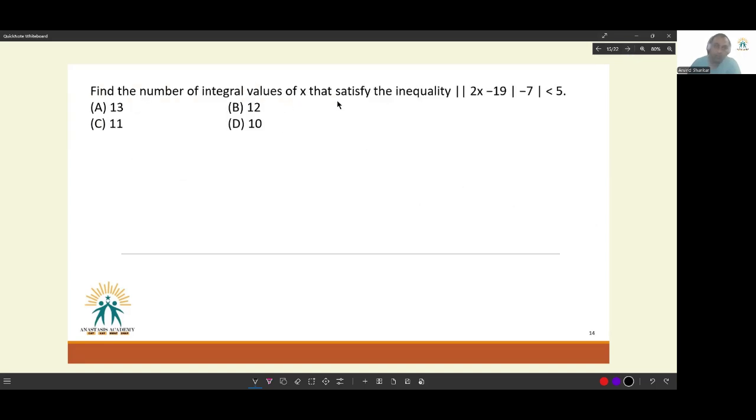Next, the number of integral values of x that satisfy the inequality |2x minus 19| minus 7 is less than or equal to 5. Okay. Again, solving it graphically is smart. See, graphically, first we'll draw a graph for |2x minus 19|, which means the root is going to be at 9.5.